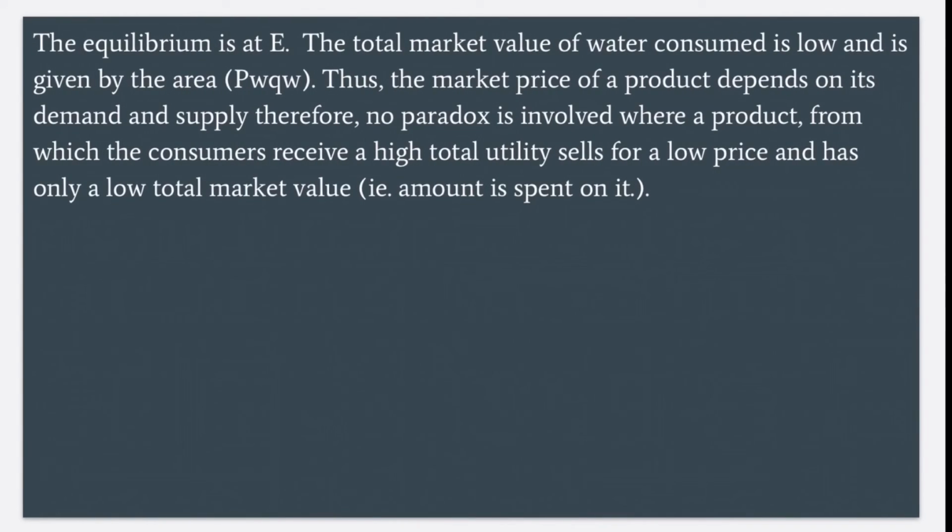The equilibrium is at E. The total market value of water consumed is low and is given by the area PWQW. Thus, the market price of the product depends on its demand and supply. Therefore, no paradox is involved where a product from which the consumers receive a high total utility sells for a low price and has only a low total market value. That is, the amount spent on it is low.